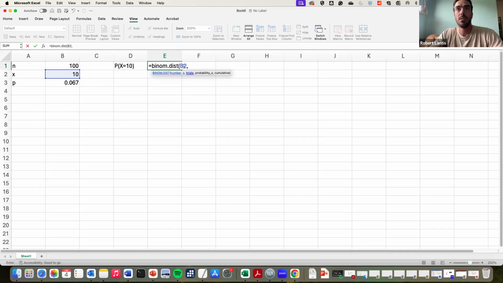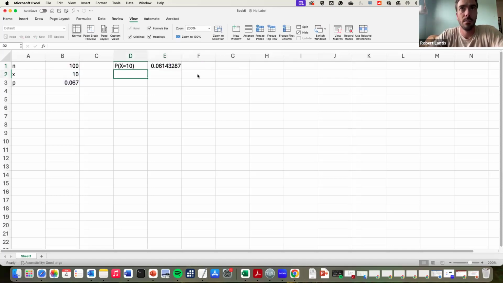The number of trials. So put a comma. The second thing is the number of trials, n. And then comma, the probability that any one person selected was a millionaire. That was 0.067. The fourth thing you tell it is whether to make this cumulative or not. So if I tell it 0, that's going to give me the probability of exactly being equal to 10. So I hit enter there. That saves me a lot of time and effort, right? It plugs it all into that nasty factorial equation and it spits back out the probability.